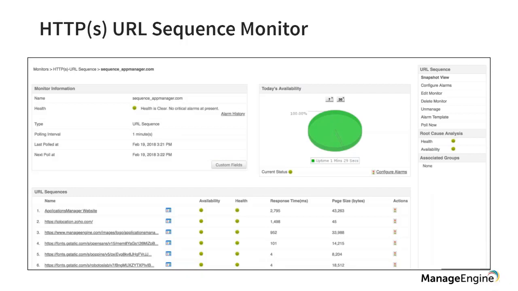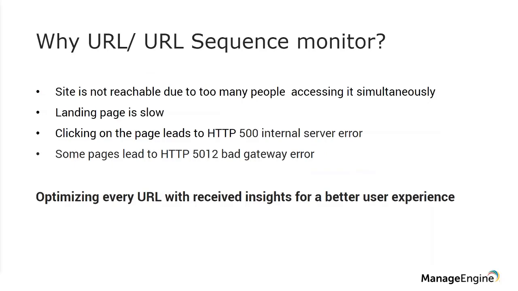So having seen the URL and URL sequence monitor, let us try to analyze just what makes these monitors important. Again, these are some of the problems in which these monitors could actually be of real use. And now imagine if your site is not reachable due to many people accessing it, or the landing page is slow, or you receive unexpected errors while accessing a certain web page.